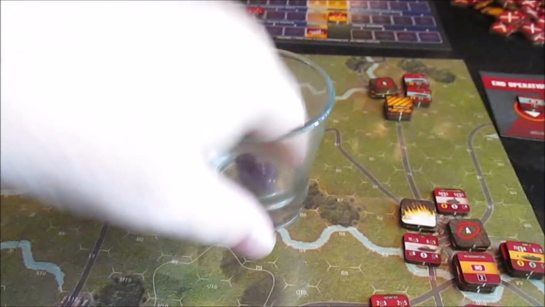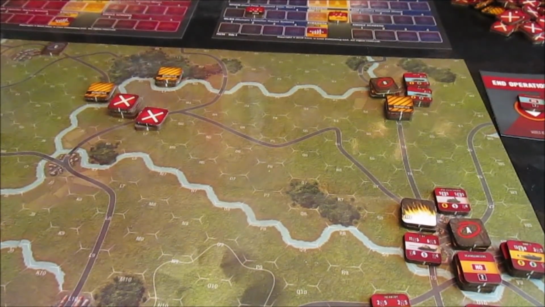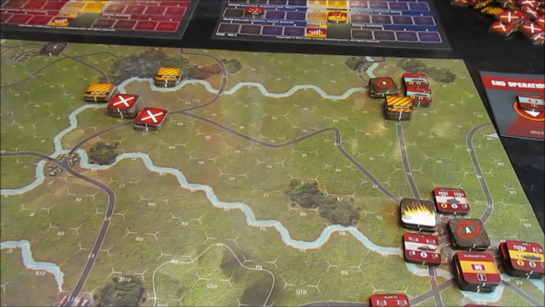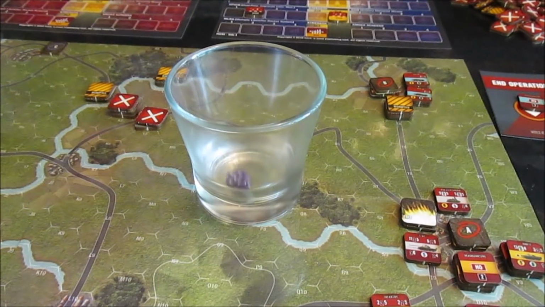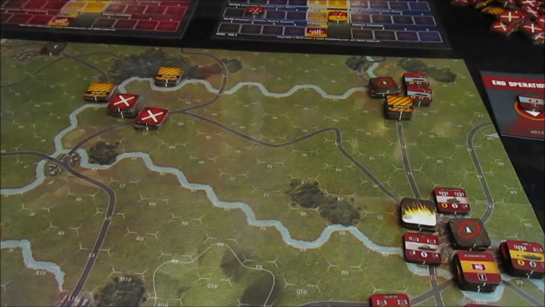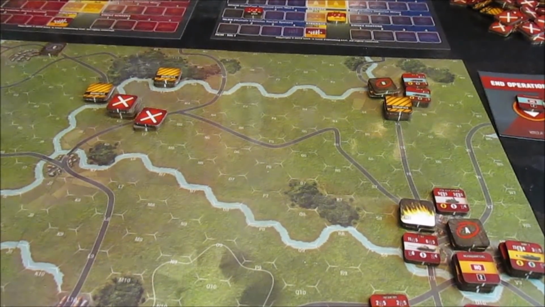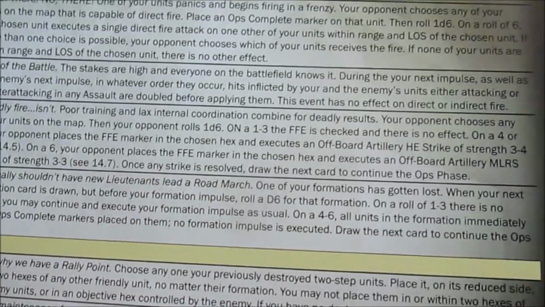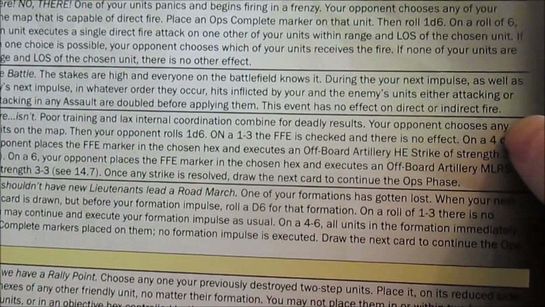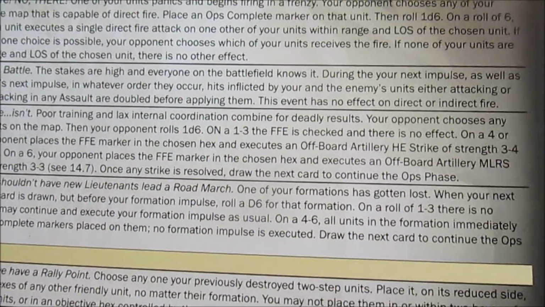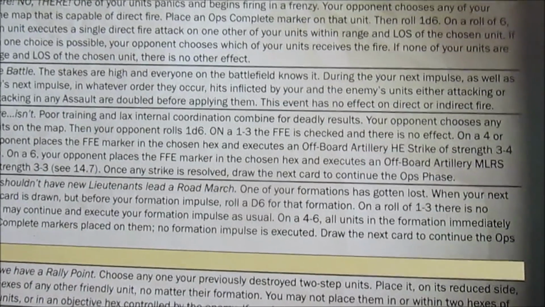All right, well, first of all, let's see who this is affecting. It's going to be 1, 2, 3 affecting NATO. 4, 5, or 6 is affecting PAC. A 6, so this is going to be affecting the PAC side. So they are the side that is affected. Okay, your opponent, which in this case, since it's affecting the PAC, is going to be NATO, chooses any of the units on the map. Then your opponent rolls 1d6.